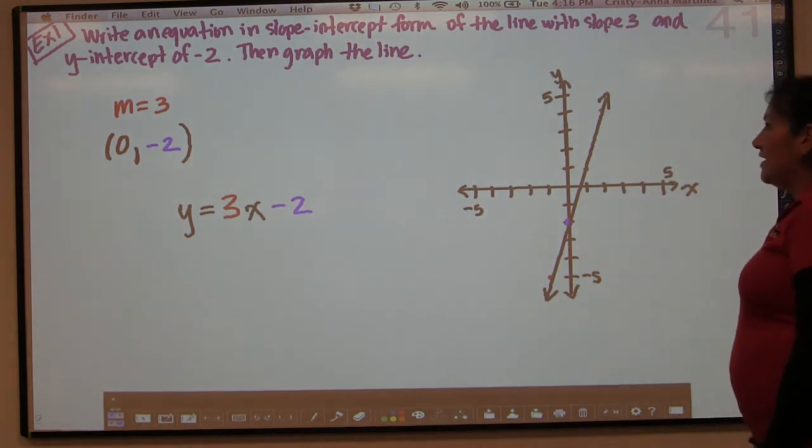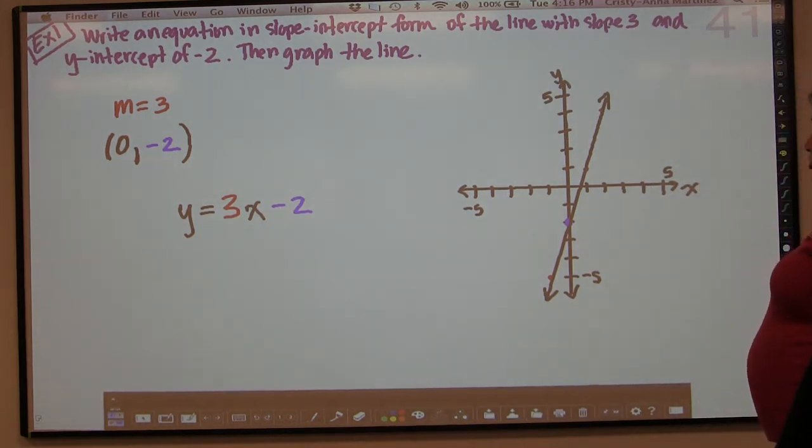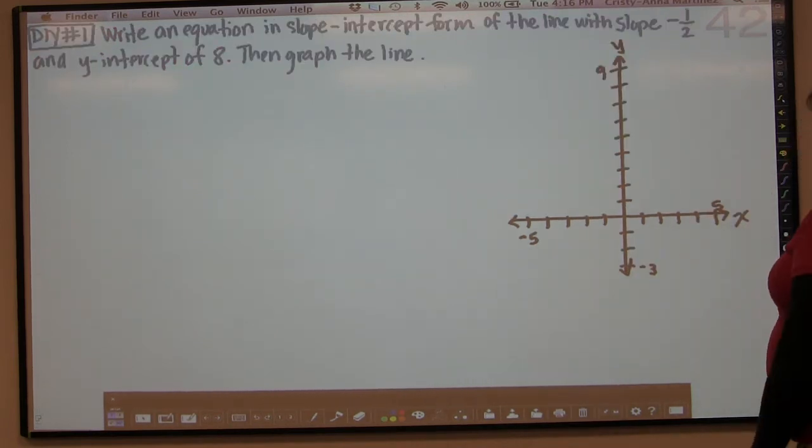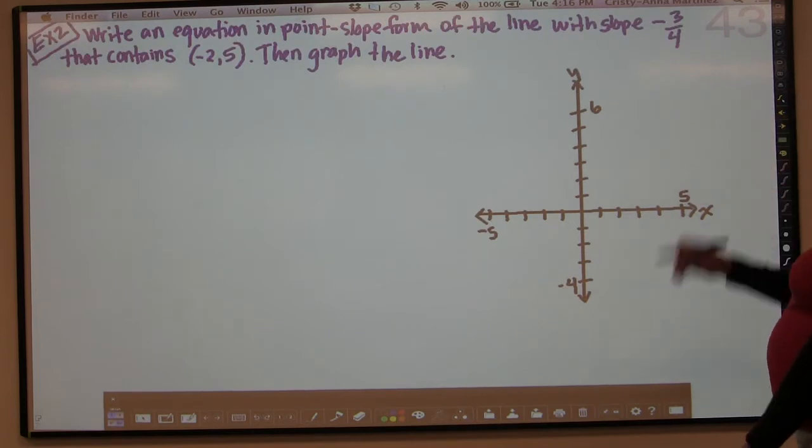So there you go. That is how you write an equation in slope-intercept form and how you graph the line. Sounds pretty cool, huh? Now you're going to get a chance to do it on your own. And then we're going to move on to another example.